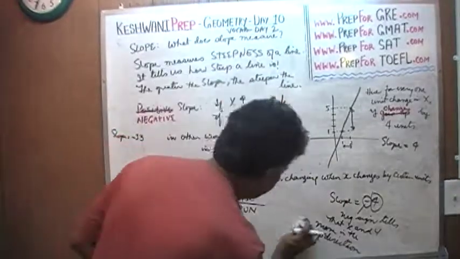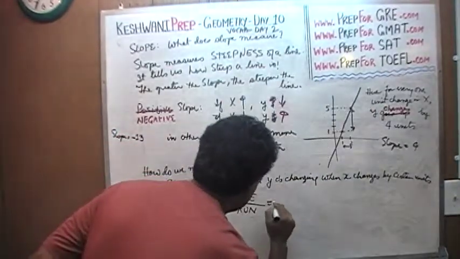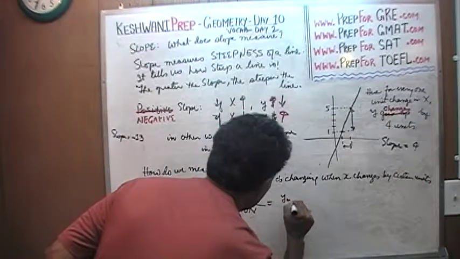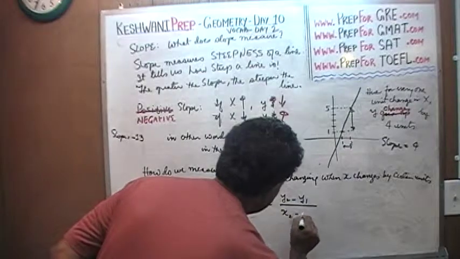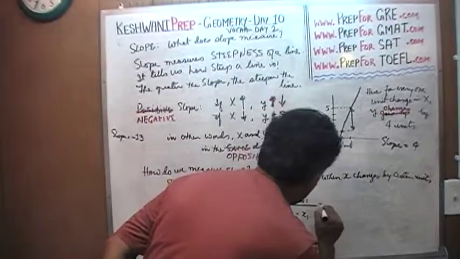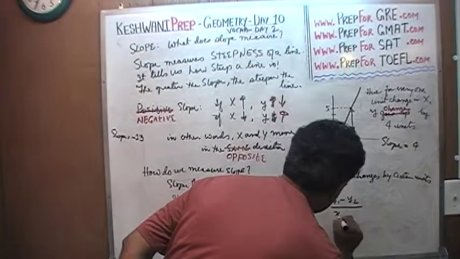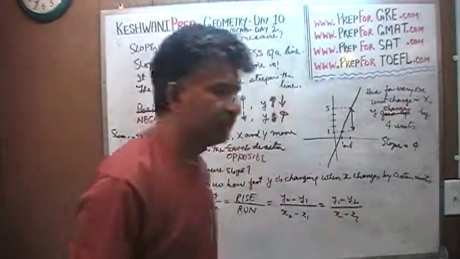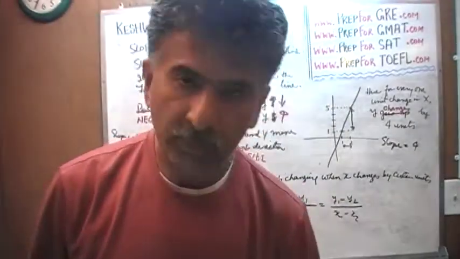And how do we measure it? You simply look at how much the y changed from one point to the other point, y2 minus y1, whatever the coordinates are, and how much the x changed. That's all. And this part, y2 minus y1, is exactly the same as y1 minus y2. It doesn't matter which point you treat as an initial point and which point you treat as a final point. You're going to get the same answer.